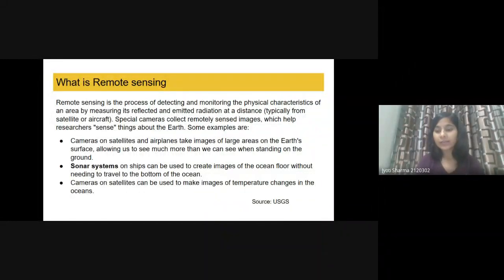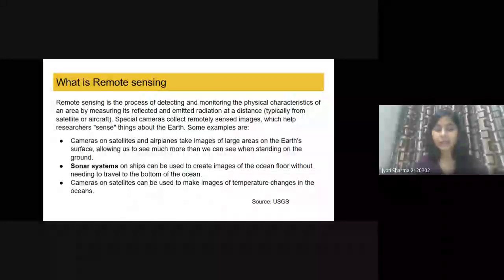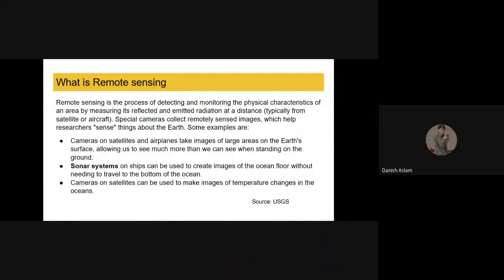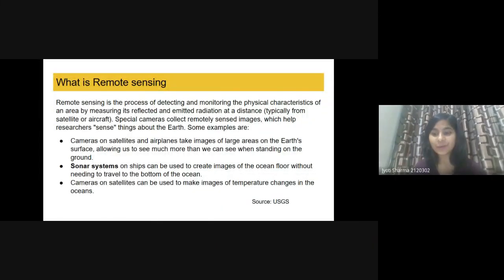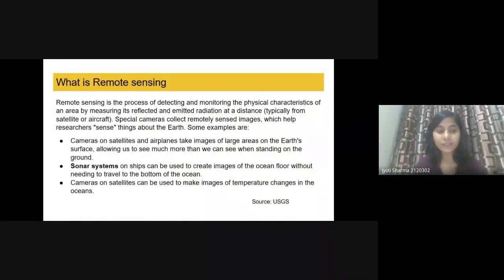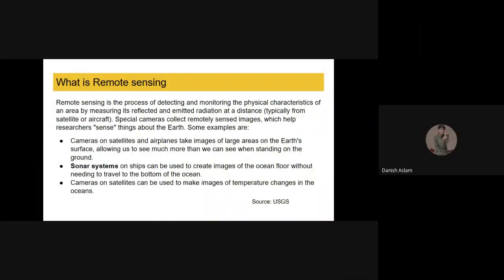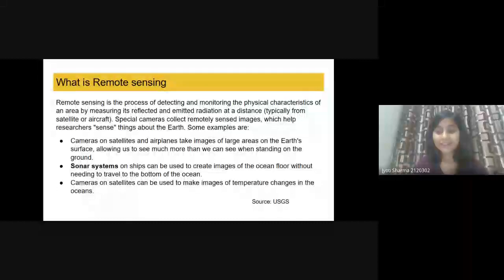Then we have the sonar system as well. Do you know the full form of sonar? Have you heard about the sonar system earlier? Yes, ma'am. Okay, what's the full form of it? It is sound navigation and ranging.